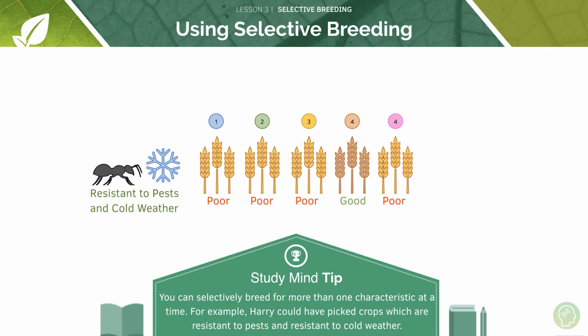So just keep in mind that you can selectively breed for more than one characteristic at a time. So for example, Harry the farmer could have picked crops which are resistant to pests and also resistant to cold weather. Okay, so we don't have to pick one characteristic at a time.